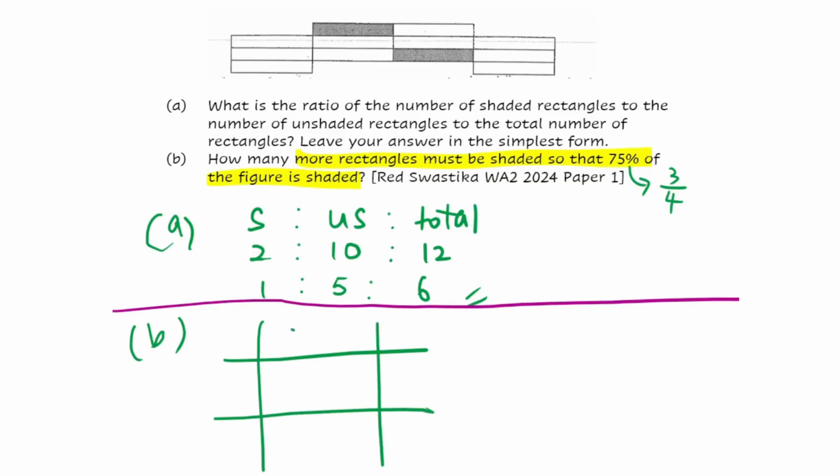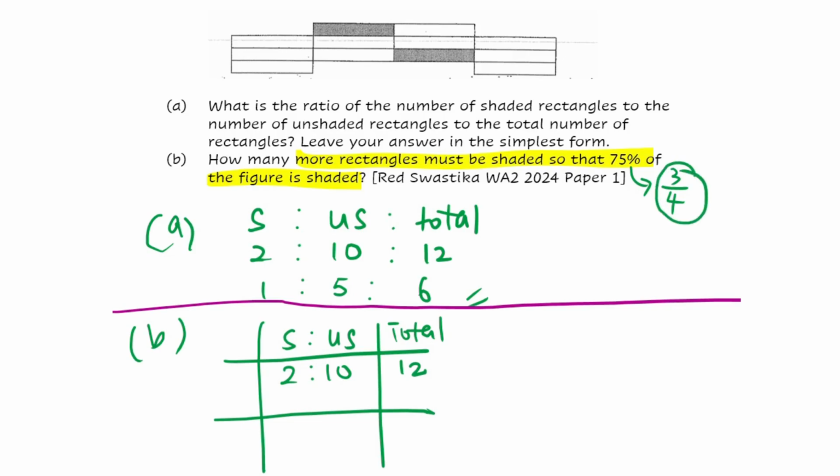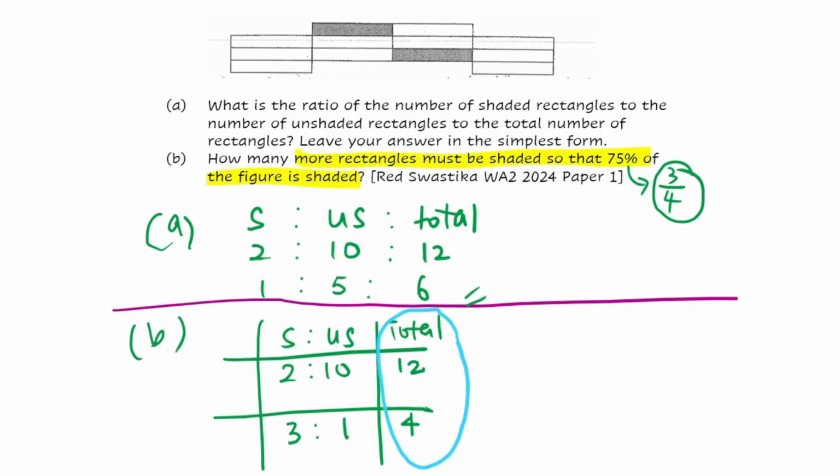So our ratio for shaded to unshaded at first is 2:10, and the total that we have at first is 12. Based on this 3/4, we know that 3 units refer to the shaded and the total is 4, and so that gives us the unshaded to be 1 unit. Apply total remains the same and make the total equal by multiplying by 3. So this gives us 9 to 3 to 12.